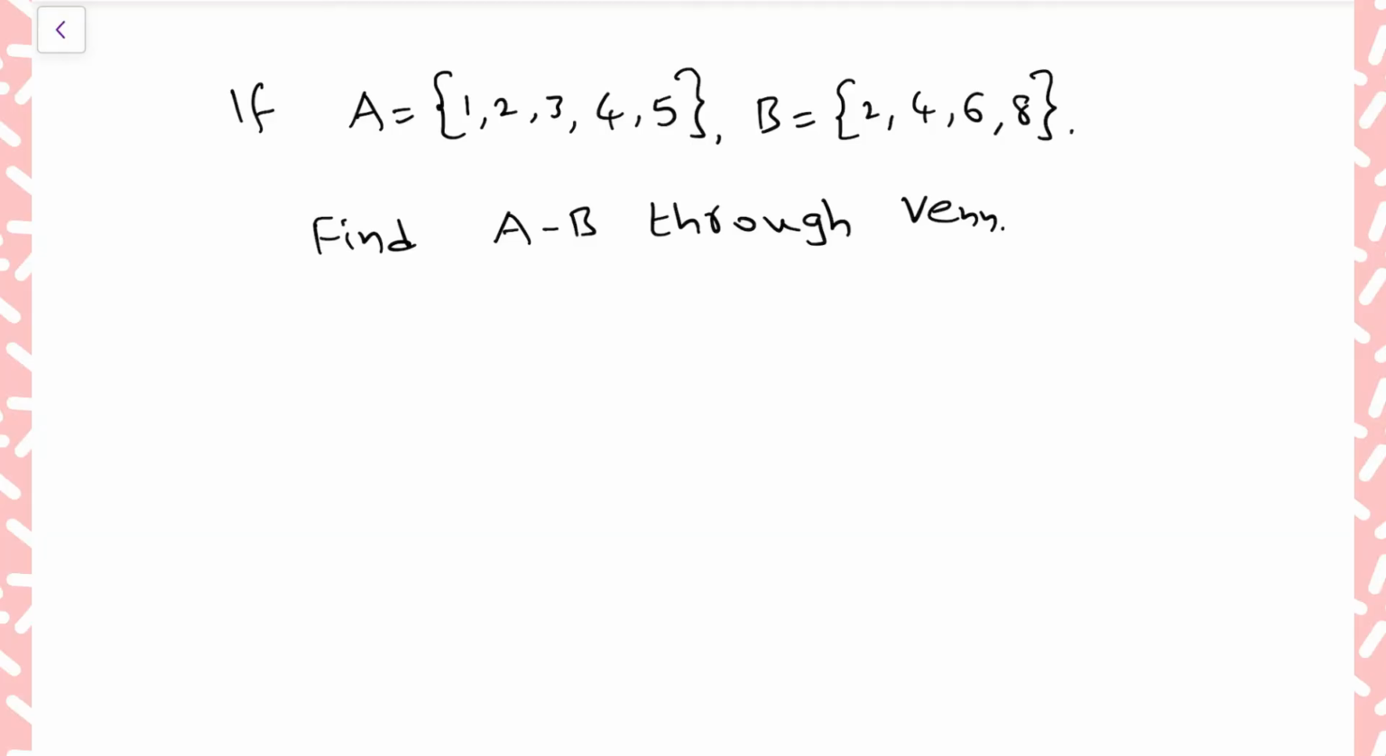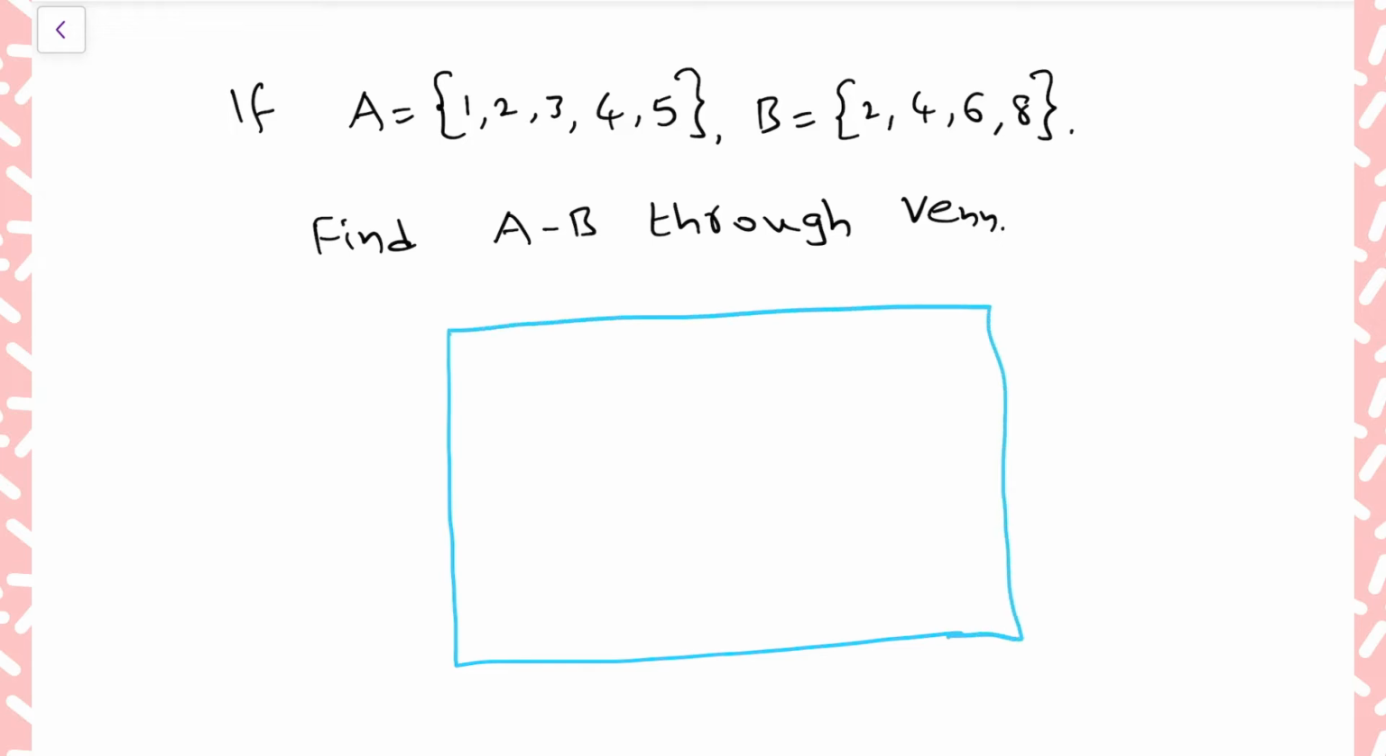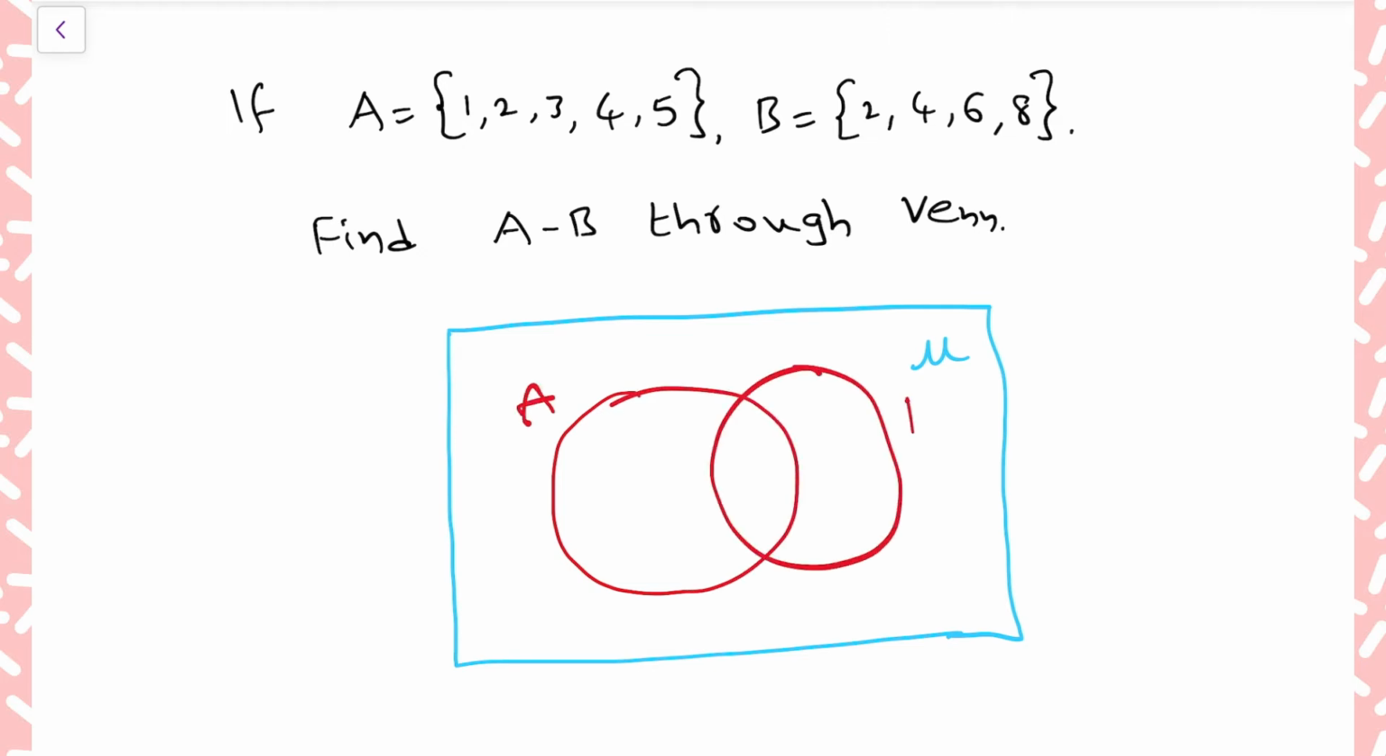If set A equals 1, 2, 3, 4, 5 and set B equals 2, 4, 6, 8, then find A minus B with the help of a Venn diagram. So draw a rectangular box which stands for the universal set, represented with mu. In the question two sets are there, set A and set B. So draw two circles, one circle for set A and the second circle for set B.